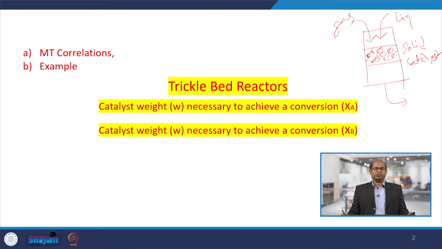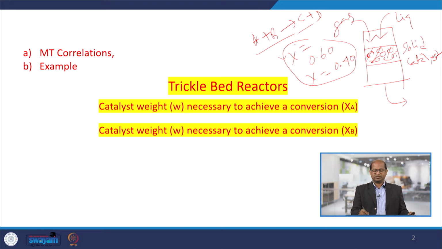Now, if we want to design the trickle bed reactor, then for a particular reaction, let us say we want to get 60% or 40% conversion. What would be the amount of catalyst for the desired conversion? How much quantity of catalyst do we have to put inside the reactor, what would be the volume of the reactor, or what would be the length or height of the reactor? These are the things we need to design a trickle bed reactor.